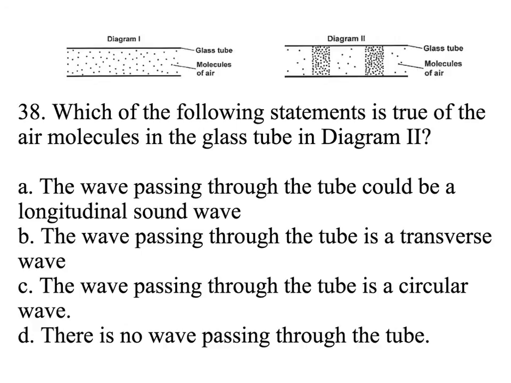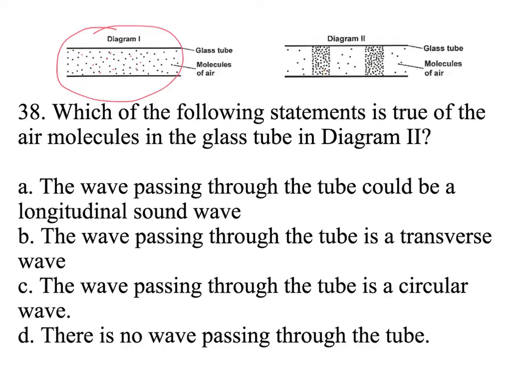Which of the following statements is true of the air molecules in the glass tube in diagram number 2? So we start off here, and we have all of these air particles that are scattered around, and then all of a sudden the air particles are a little more thinly scattered here and much more densely scattered here. So they're scattered here and then dense here.